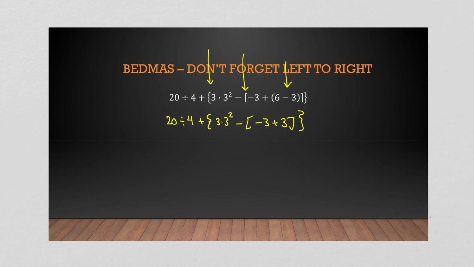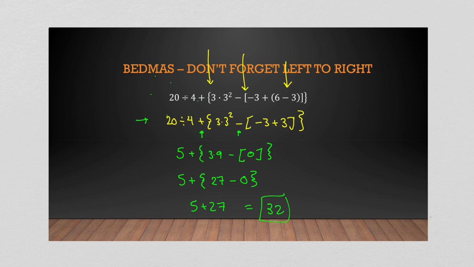Okay, now we can kind of attack this strategically. This 20 divided by 4 at the beginning here, well, it's separated by a plus sign. So we're going to eventually do that first, so we can do that. This 3 times 3 squared, well, it's separated by a subtraction sign. So we're going to eventually do that. So that's 3 times 9. We can kind of work on this as parts. And then in here you get a 0, because negative 3 plus 3 is 0. So now we have 5 plus 3 times 9, which is 27, minus 0. So 5 plus 27, which is 32.